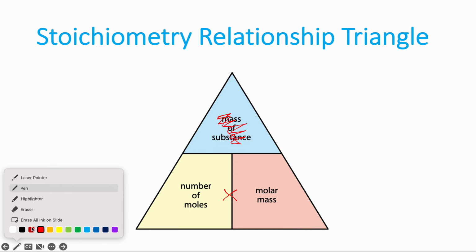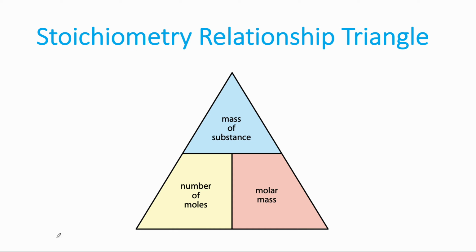That's the first concept. And the second concept is, let's say we want to calculate moles, right? So we erase moles because we're trying to calculate for that. And what we're left with is mass and molar mass. So since one's on top, one's on the bottom, it's going to be division. So it's mass of the substance divided by the molar mass. So that's for the number of moles.